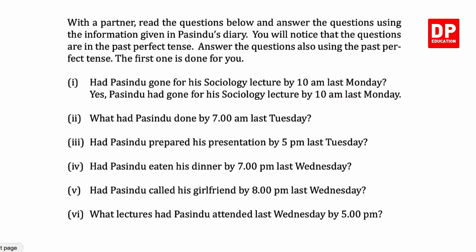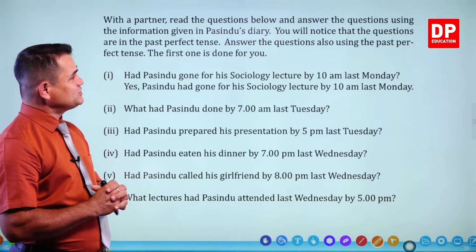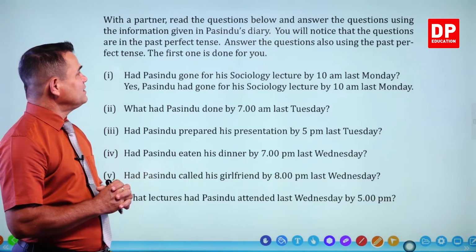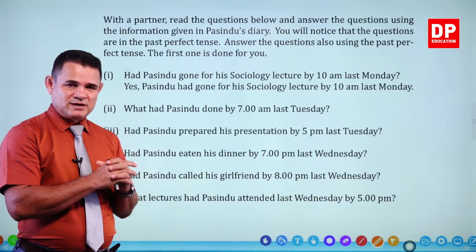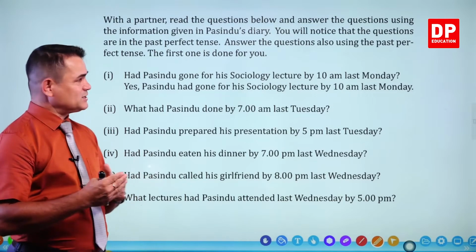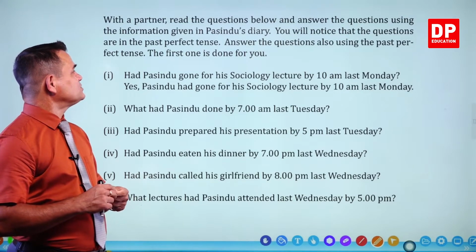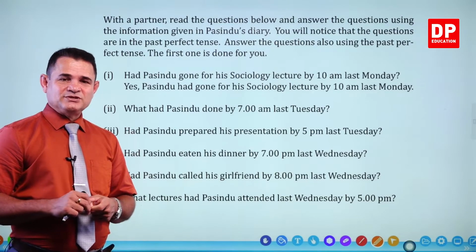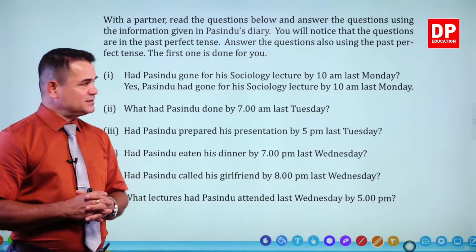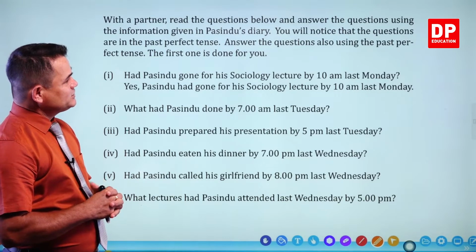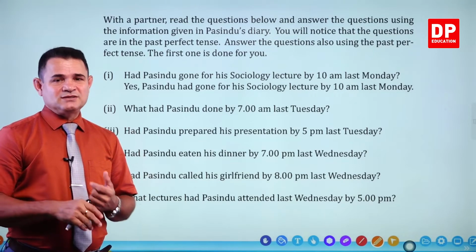Now with a partner, now with your friend, read the questions below and answer the questions using the information given in Pasindu's diary. You will notice that the questions are in the past perfect tense, which we practiced now. Answer the questions also using the past perfect tense.